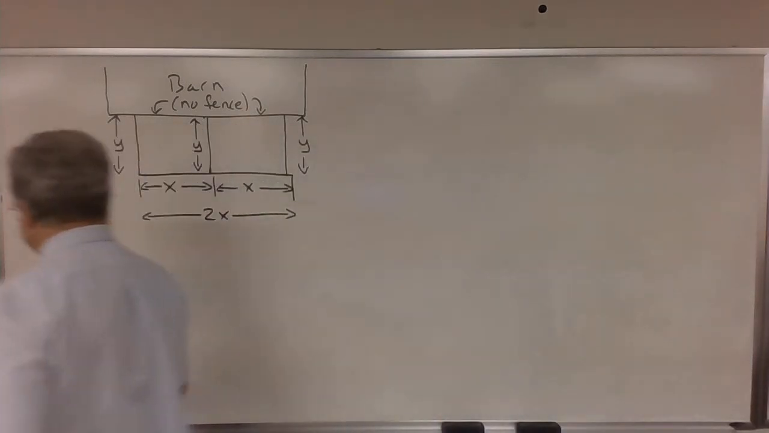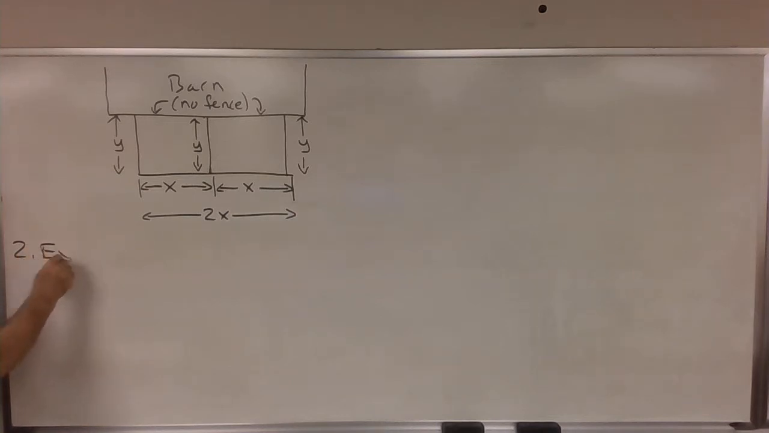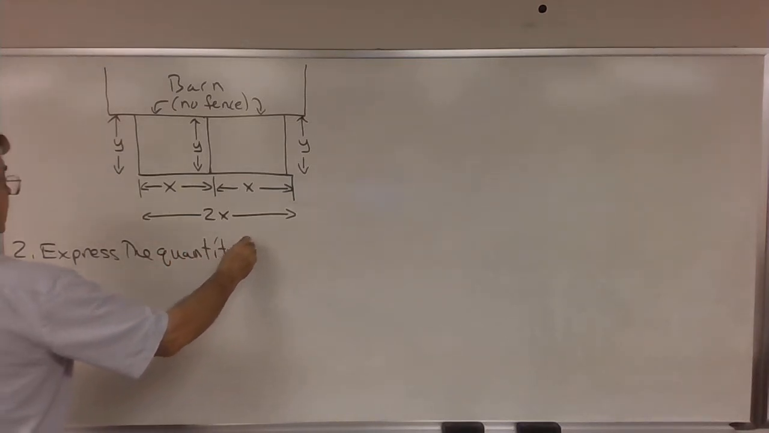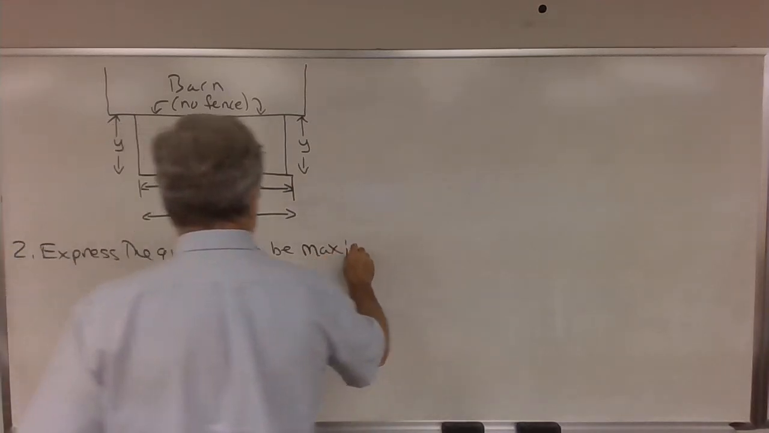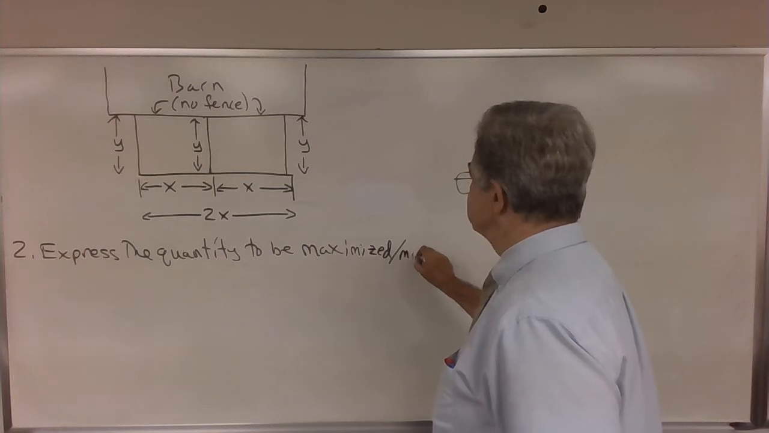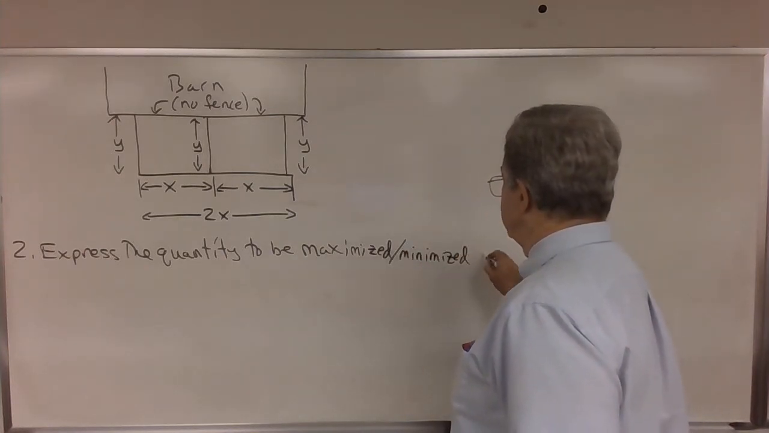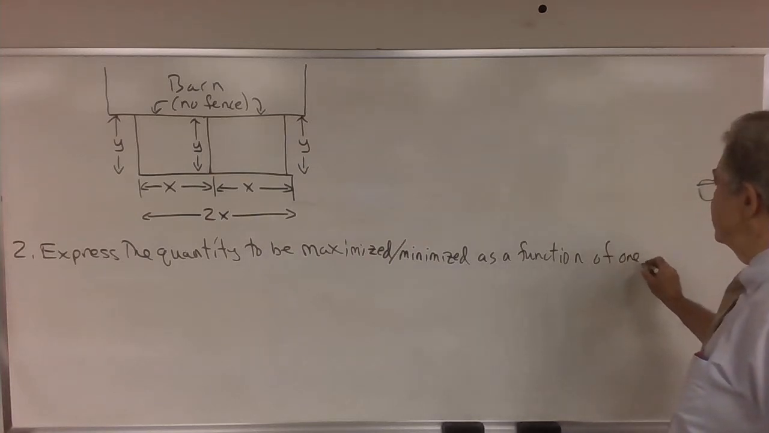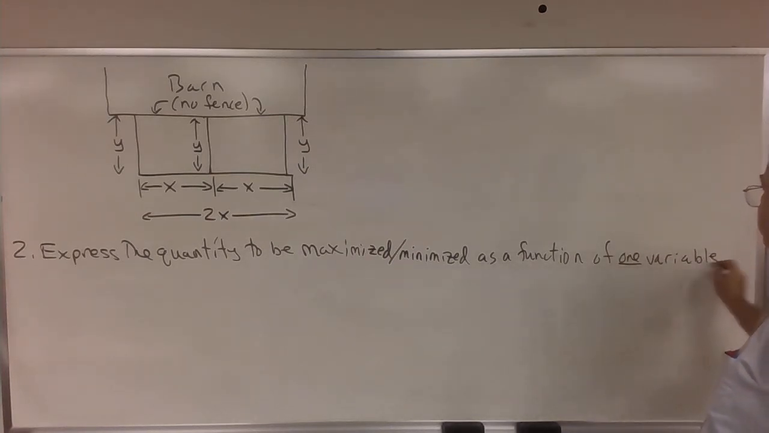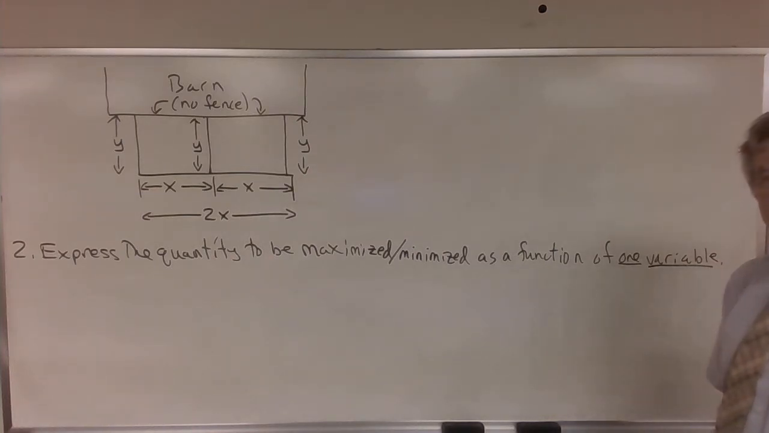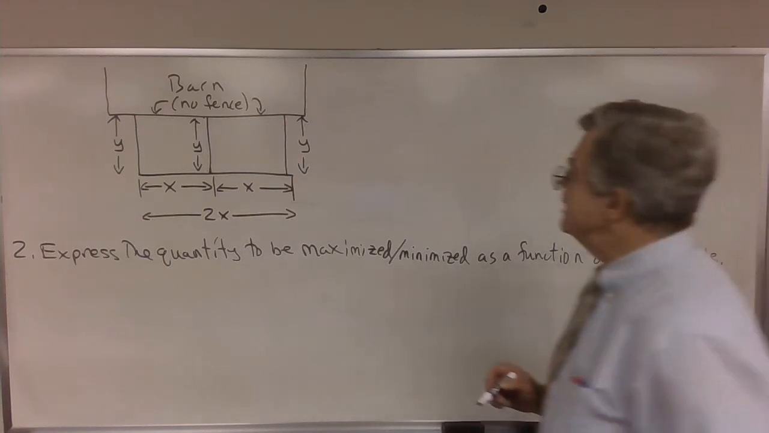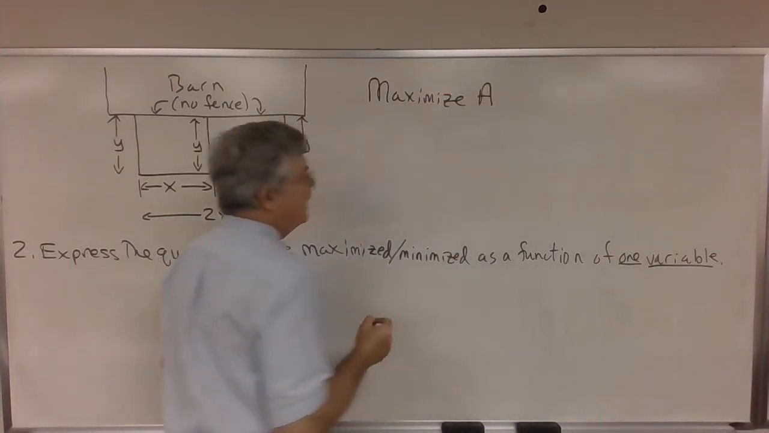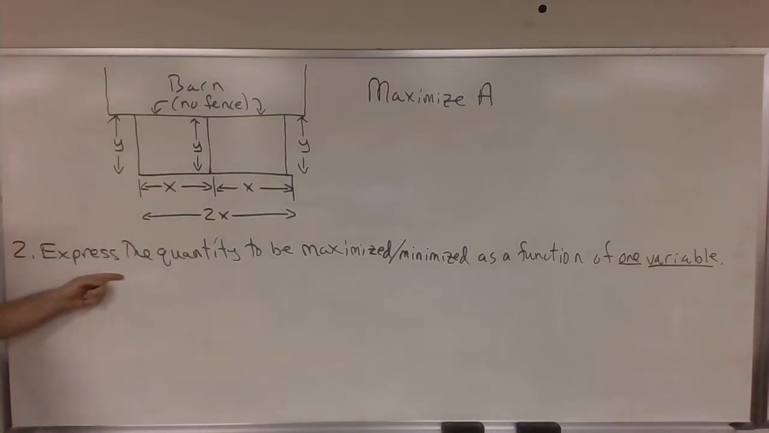Our second step, express the quantity to be maximized or minimized as a function of one variable. Now, what's the case? We're trying to maximize area, right? We're trying to maximize the area. And I should have written this out in step 1 before I got to step 2.